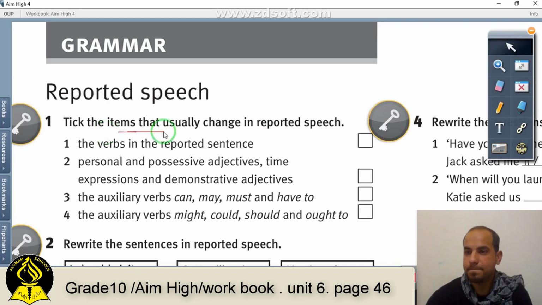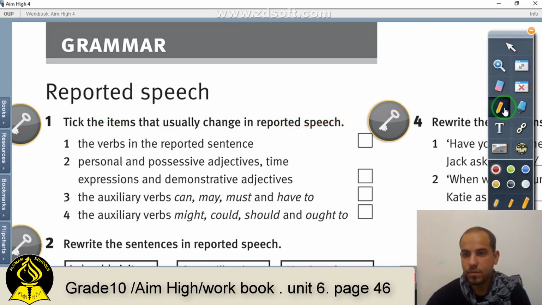The first one, the verbs in the reported sentence, do we change them? The answer is yes. Excellent. Number 2, personal and possessive adjectives, time expressions, and demonstrative adjectives. Do we change them? The answer is yes, we change them.